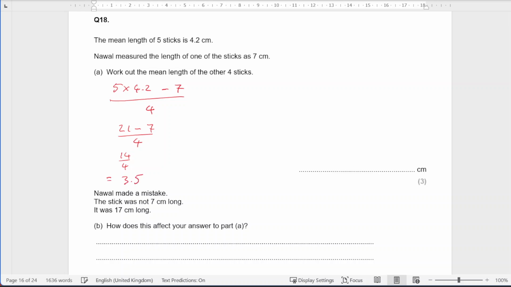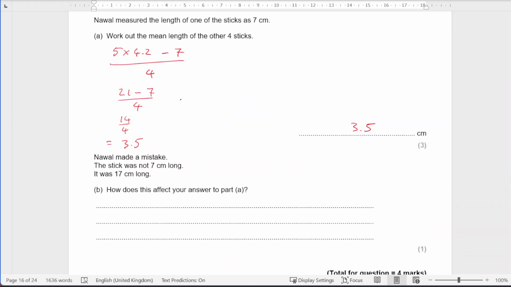3.5, so 3.5 centimeters. Now I made a mistake. The stick was not 7 centimeters long, it was 17 centimeters long. How does this affect your answer to part A? Well, if we think about tracking back, we would have taken away a bigger number here. So in effect, this number would have become 4 divided by 4, so it would have been 1. So my answer would be much smaller.